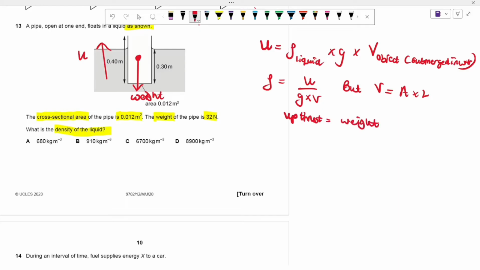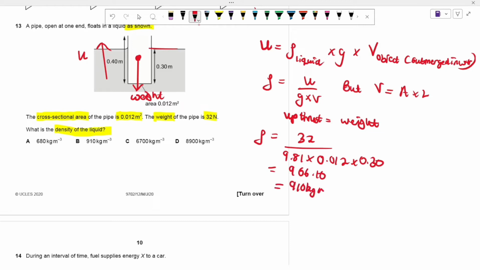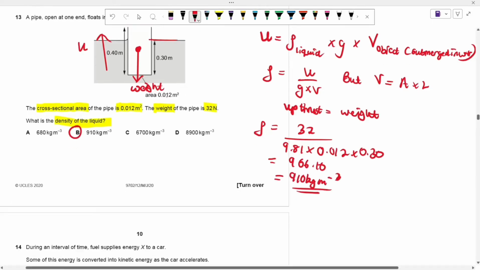So my density will be equal to my weight, which is 32, divided by G, 9.81, times my volume, which is my area times my length. Remember, my area is 0.012, and my length is the length that is submerged in water, which is 0.30. If you calculate this density, you're going to get somewhere around 906.10. Rounded to 2 SF, that's 910 kg m^-3. The correct answer will be B. Very important, guys, for you to be thinking of that.